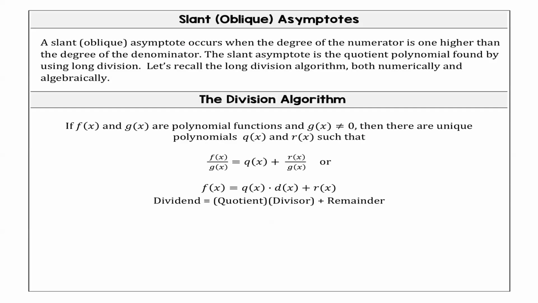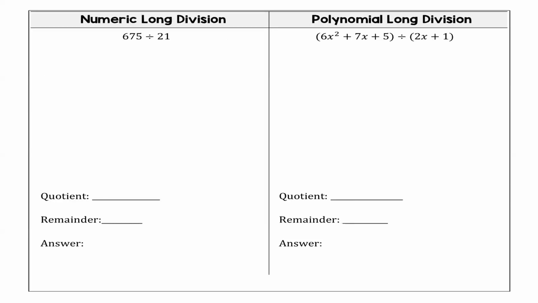What's your quotient? Your quotient is your answer. The answer to a division problem is called the quotient. The answer to a multiplication problem is called the product. There we go. All right, we're going to take this slow.